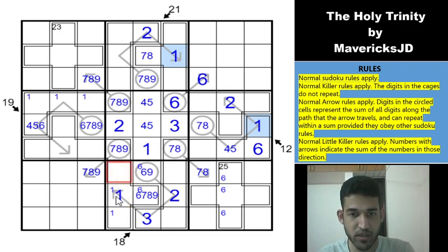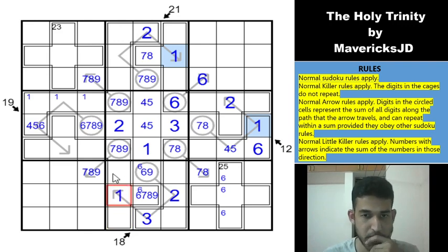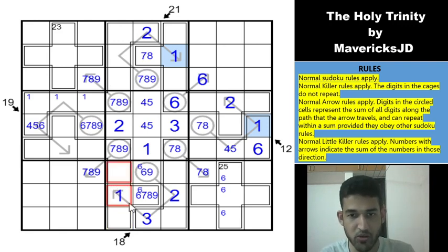So let me remove the corner pencil marks. This is a 1. And now I know that 1, 2 and 3, I can place the 6 in the arrow clue. So this would be a 6, right? And this is not a 6, so this is a 7, 8 and 9.